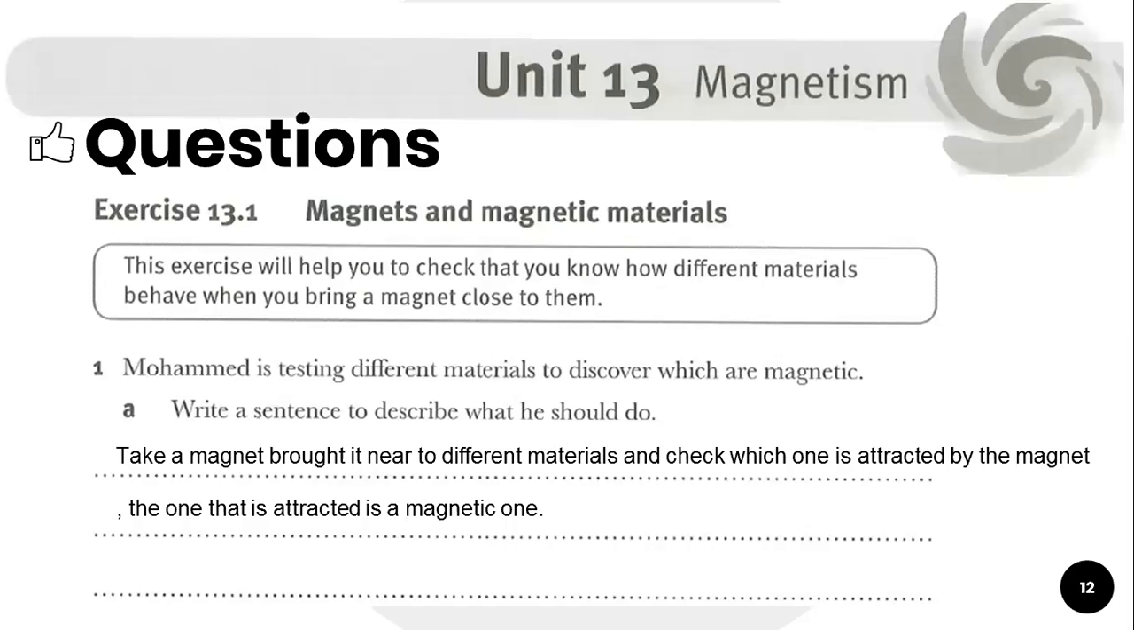The first exercise. Mohammed is testing different materials to discover which are magnetic. You will write down how he can do it by taking a magnet, bringing it near to different materials, and then checking if any is attracted by the magnet. The one that is attracted by the magnet is called a magnetic one. Pay attention, the condition is to be attracted, like iron and steel.